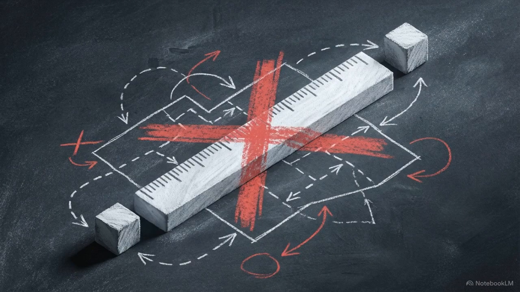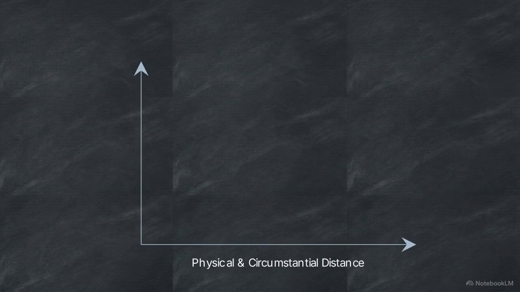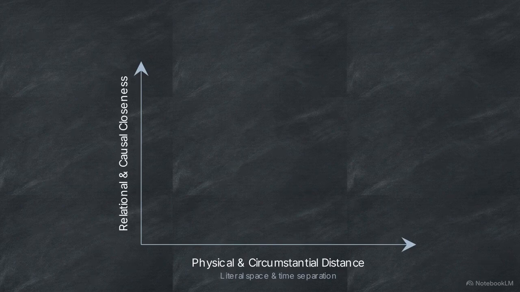A common misconception in first-year law is the assumption that closeness strictly implies physical, geographic distance between the parties. This graph illustrates how the judicial concept of nearness or closeness is actually a multidimensional legal construct used to evaluate the total relationship. The horizontal axis tracks physical and circumstantial distance. This is the literal space and time separating the act from the injury. The vertical axis measures relational and causal closeness. This evaluates pre-existing legal or emotional ties, or the directness of the chain of events.